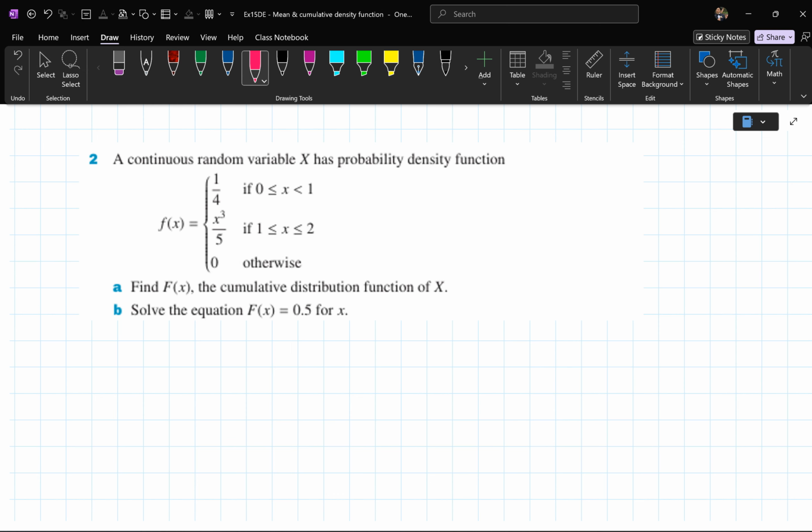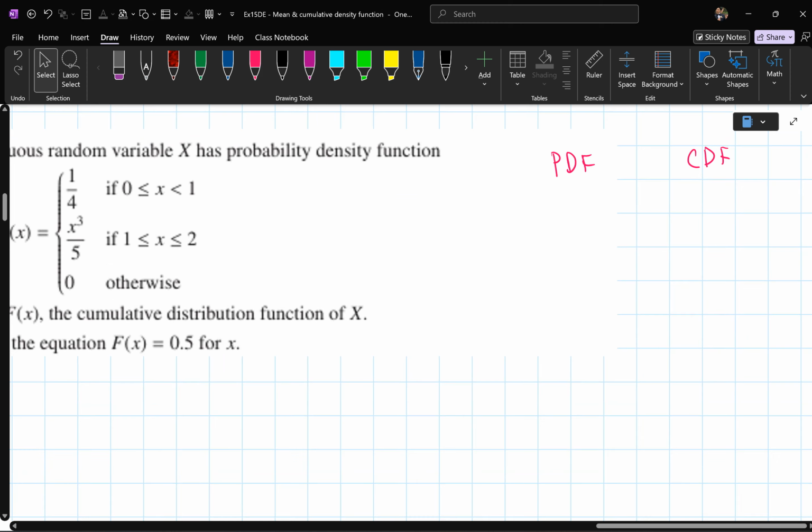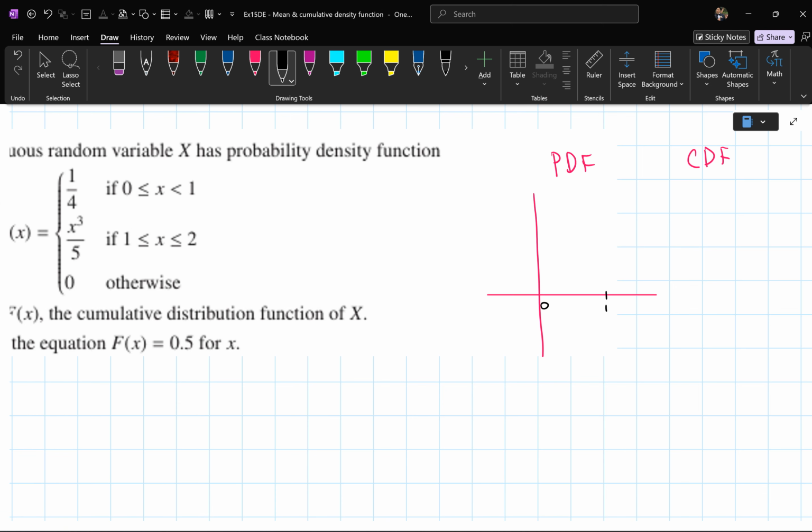The first thing is you need to know the difference between the probability density function, PDF, versus the cumulative density function, or distribution function. In our scenario here, between 0 and 1 you've got a graph that is a linear line, starting at a quarter, 1/4, and it looks something like this.